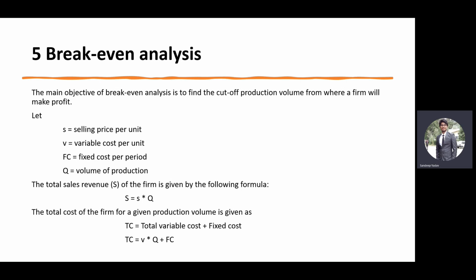Suppose S is the selling price per unit, V is the variable cost per unit, FC is the fixed cost, and Q is the volume of production. Now the total sales revenue of a firm is given by S into Q, that is the selling price times the volume of production. The total cost of the firm is the total variable cost plus the total fixed cost, that is V into Q plus FC, where the fixed cost is directly given.